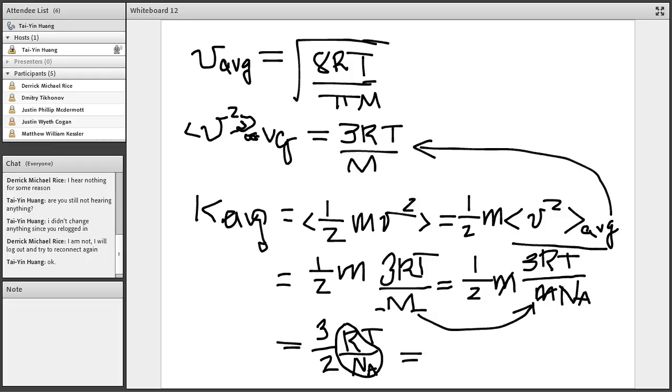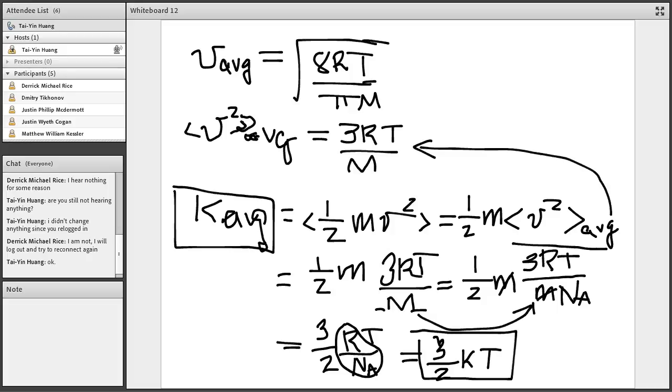So really, the kinetic energy comes down to a very simple expression, which is 3/2 k times the temperature, where k is the Boltzmann constant. Okay, so you can see that the average kinetic energy becomes a very simple expression, which is just 3/2 times the Boltzmann constant times the temperature.